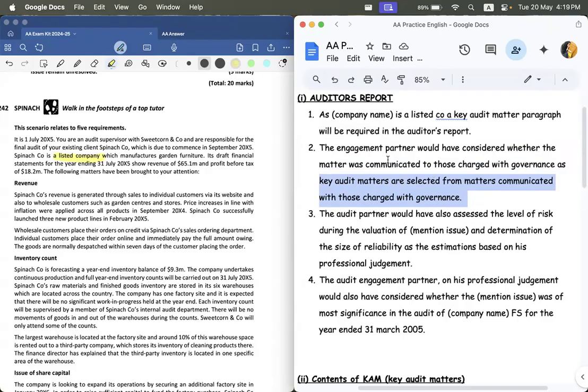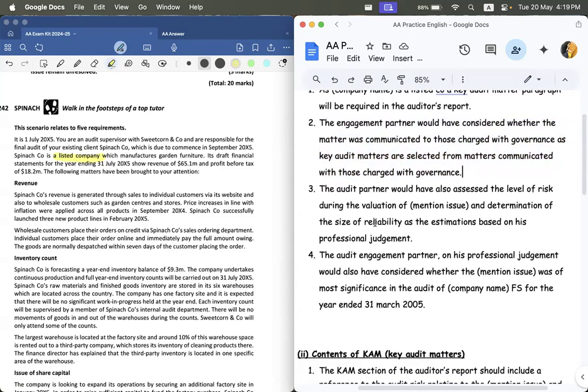Clear? It's a repetitive notion, right? In the opening sentence, we mention that if it is a listed company, a key audit matter paragraph is required in the auditor's report. And the second one says that if the engagement partner has considered something as a CAM, then he must have looked into whether it is communicated with those charged with governance. And why? Because CAM can only be selected from the communications that have been done to those charged with governance. Clear? It's just repetitive in nature, just to confuse you, but the sentence is very simple. Understood now?